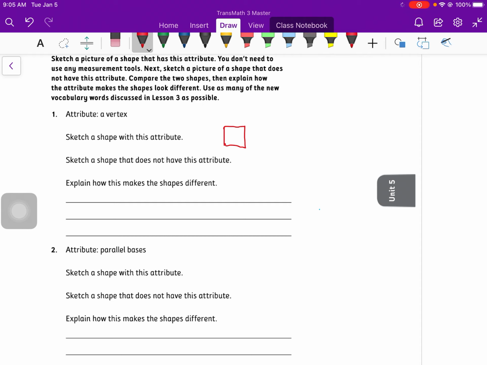Okay, so that was my attempt at a square. To draw my base, my parallel base, I'm going to put a dot right in the middle of the square. I'm going to put a dotted line going over to the right, and a dotted line straight up from that dot, and then I'm going to finish making the square.